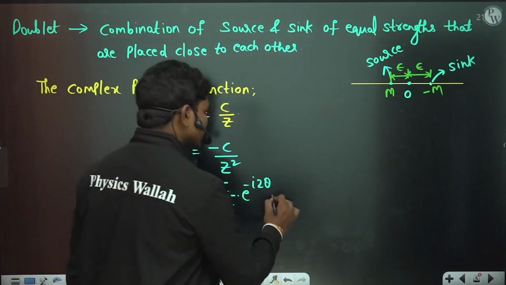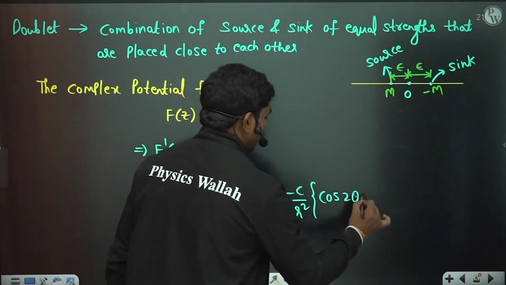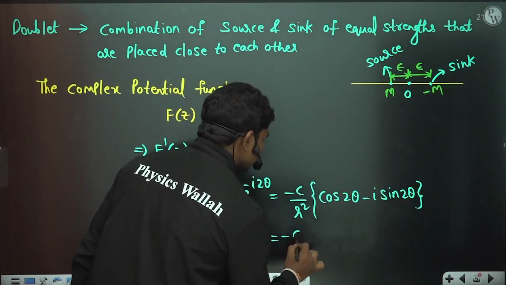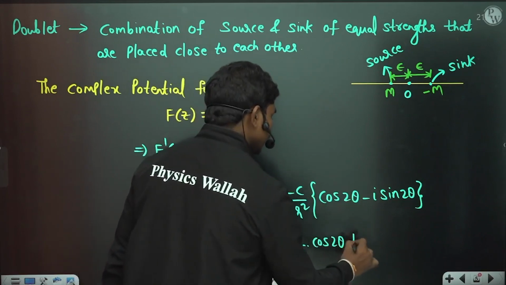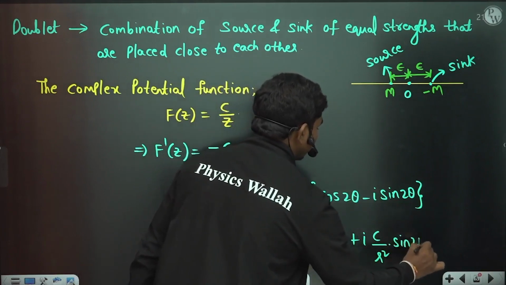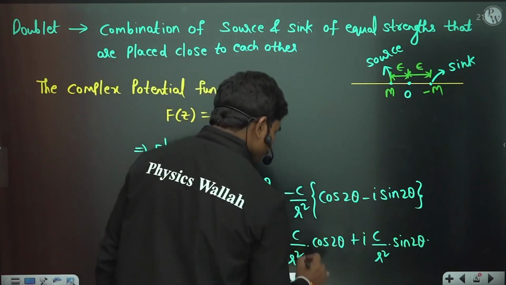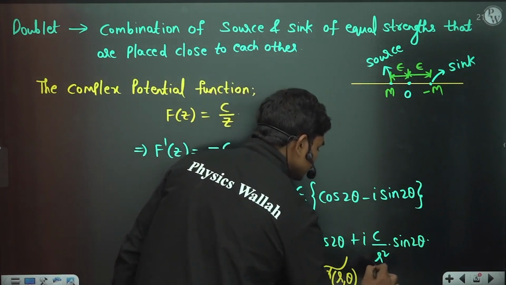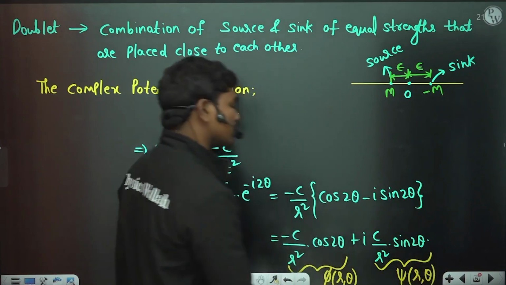So this can be written as minus c by r square times cos 2 theta minus I sin 2 theta. If you simplify this, we get minus c by r square cos 2 theta plus I into c by r square sin 2 theta. Okay, so this is sin 2 theta. Now try to see, obviously you know this is the potential function phi of r comma theta, and this here is stream function of r comma theta. Okay, so stream function of r comma theta.